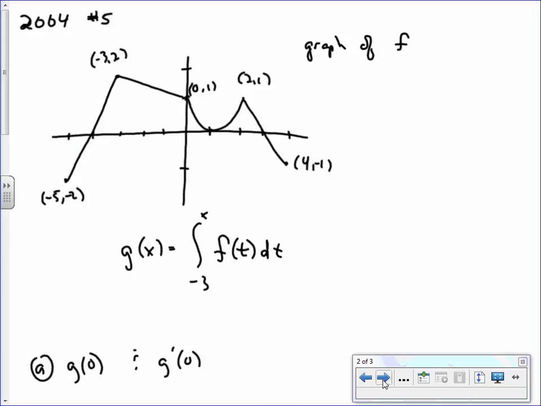So next, I want to move to the 2004 exam. We're going to look at question number 5. There it is. That's exactly what that was. 2004.